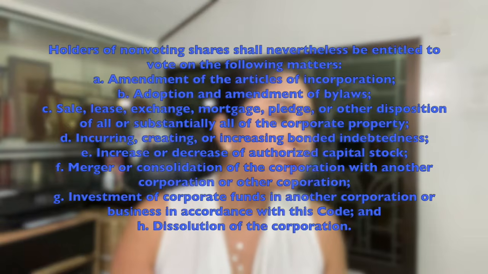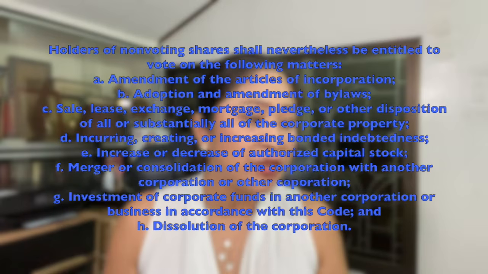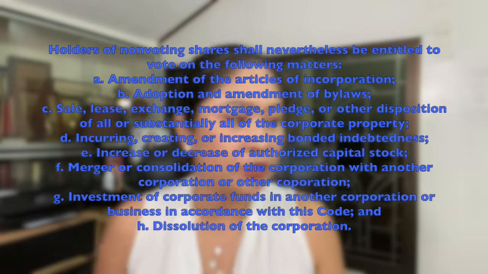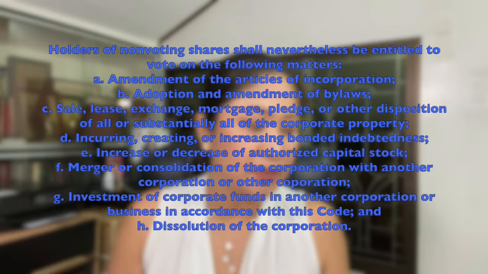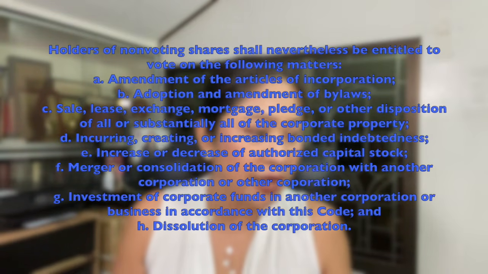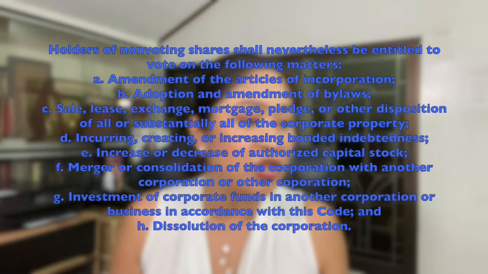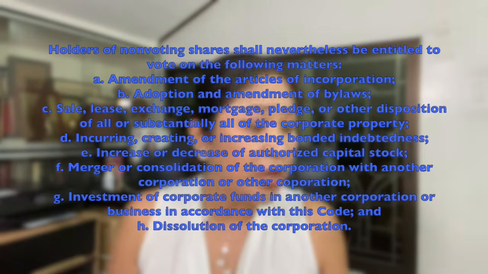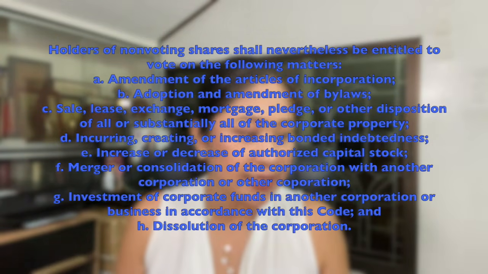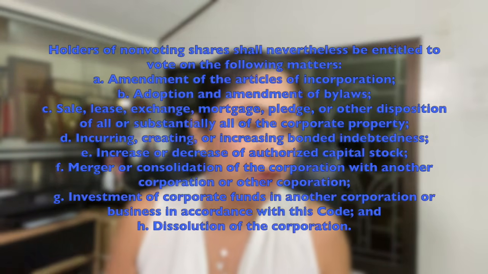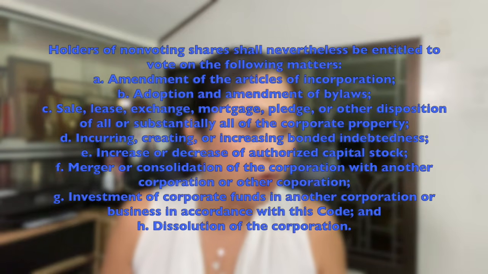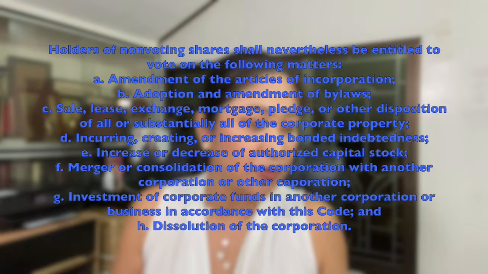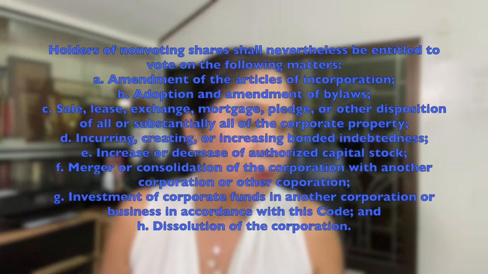Now let's move on to the third paragraph of Section 6. What does it say? It says, holders of non-voting shares shall nevertheless be entitled to vote on the following matters: amendment of the Articles of Incorporation, adoption and amendment of bylaws, sale, lease, exchange, mortgage, pledge, or other disposition of all or substantially all of the corporate property, incurring, creating, or increasing bonded indebtedness, increase or decrease of authorized capital stock, merger or consolidation of the corporation with another corporation or other corporations, investment of corporate funds in another corporation or business in accordance with this code, and dissolution of the corporation.